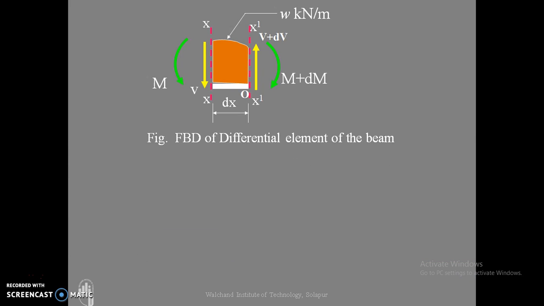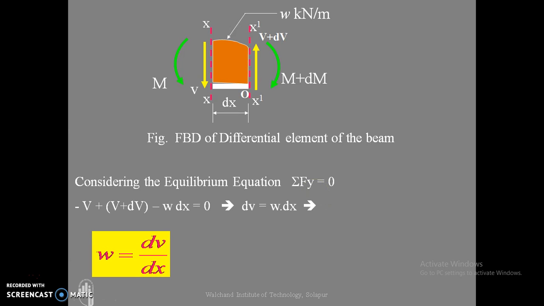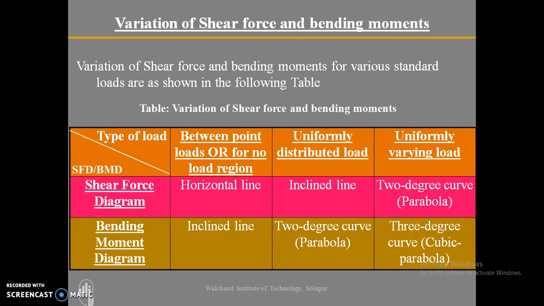In the same way, if I consider the other condition that the summation of all the forces in the vertical direction equals 0, I get this equation, and again neglecting the small terms, we get an equation which says that the rate of change of shear force is the loading. Therefore, in other words, the slope of the shear force diagram is the loading. In this way, we can derive the relationship between the bending moment diagram, shear force diagram, and the loading present on the beam.